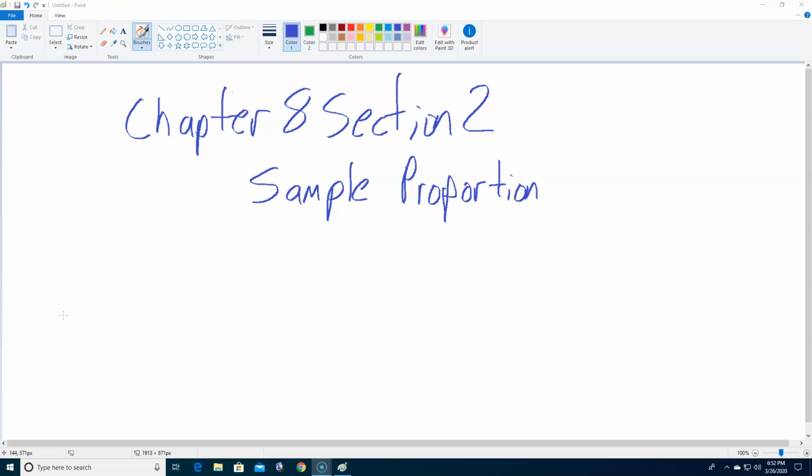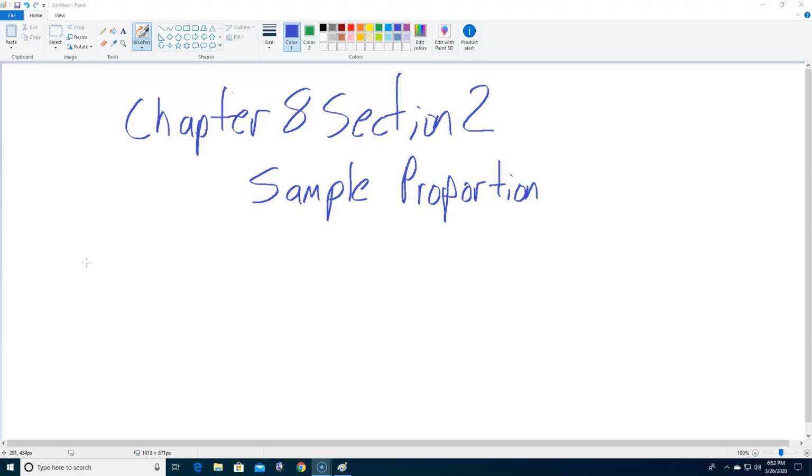In this section, we're going to be talking about sample proportions. So instead of having an average, some x bar, they're going to give us some sort of proportion. They're going to say some special characteristic p. And for us, we can find a special characteristic p, or they're going to give it to us.